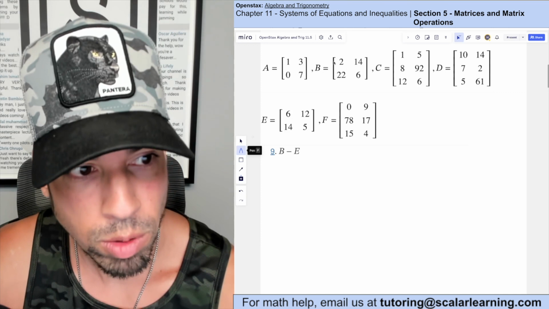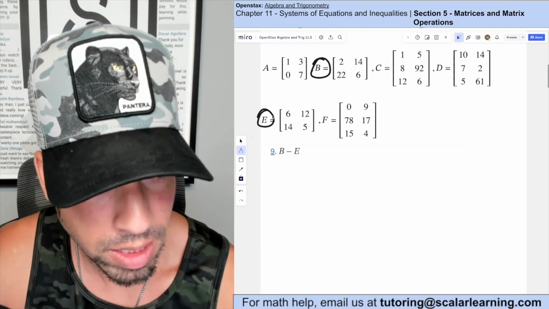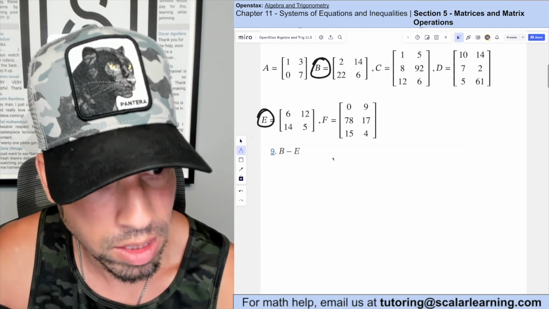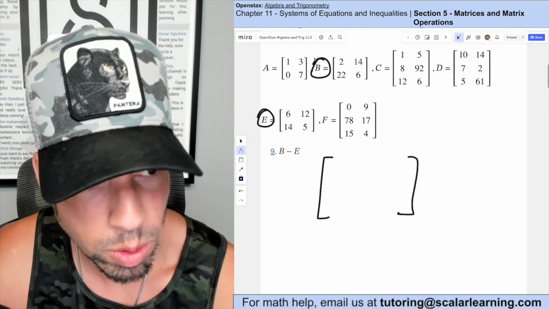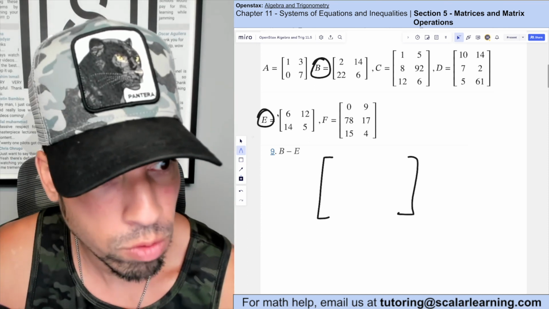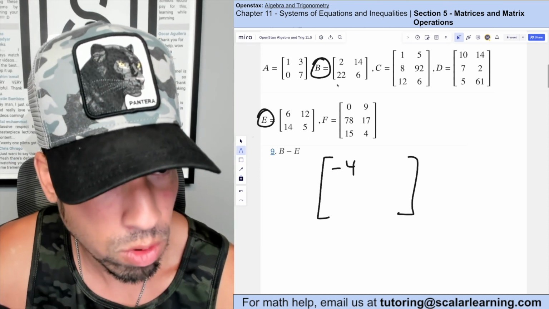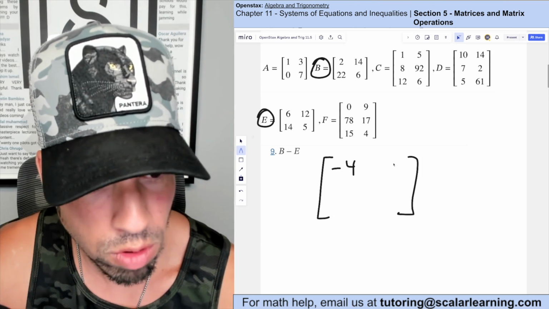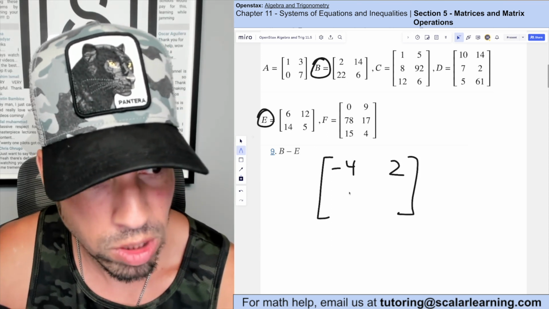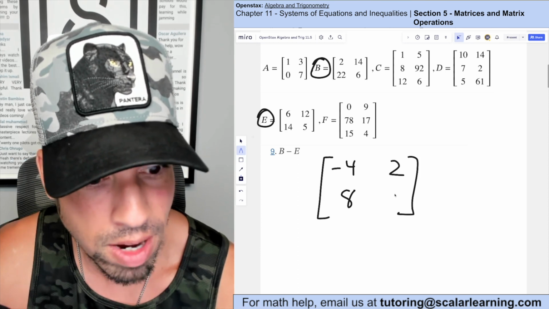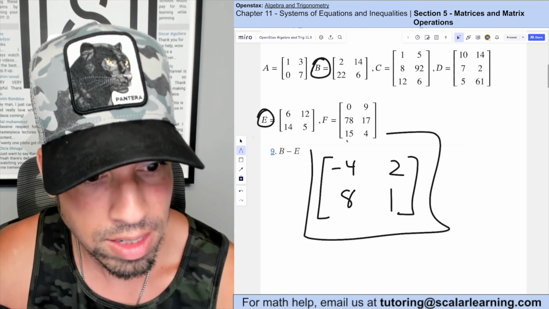Done. For this one, we're meant to subtract B minus E, and so everything in those similar spots are going to subtract each other with B going first. So we have 2 minus 6, which is negative 4. We have 14 minus 12, which is 2. 22 minus 14, which is 8, and 6 minus 5, which is 1. So that is how you do it.